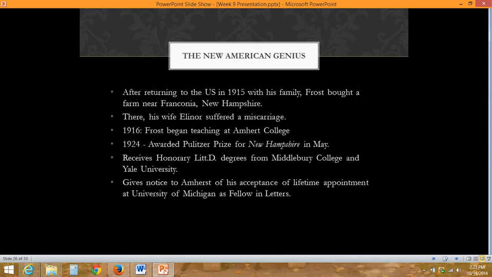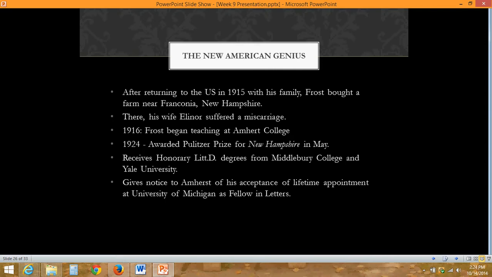He did return to the U.S. with his family in 1915 and bought another farm in New Hampshire. There his wife suffered a miscarriage, so just another element of some really hard things that went on. Even though he had all this success, he did have a lot of hard things in his life.